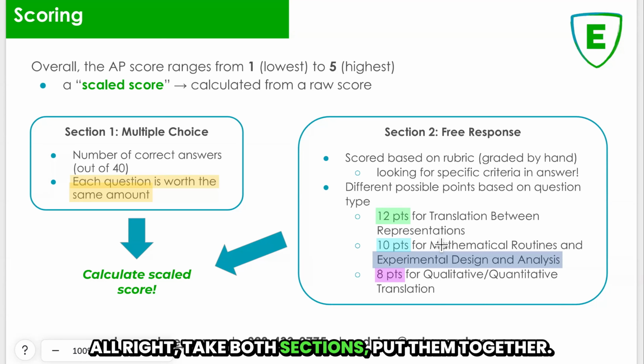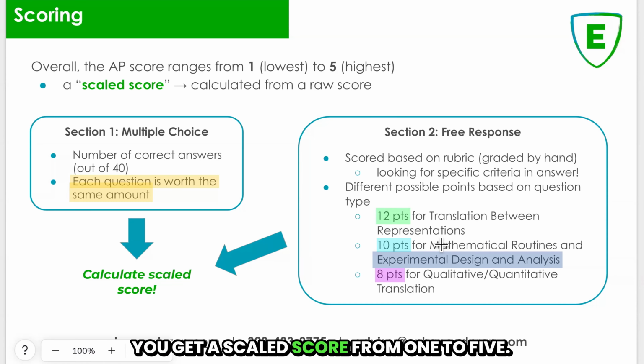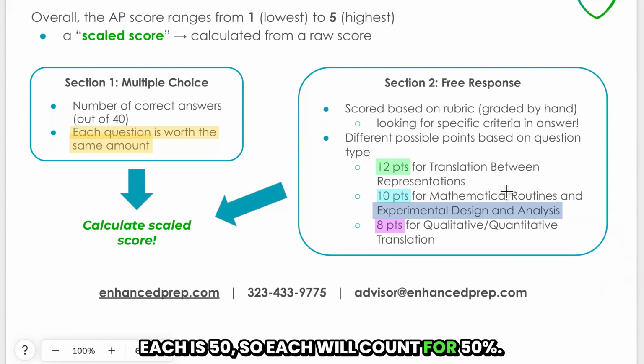All right, take both sections, put them together. You get a scaled score from 1 to 5. Because each is 50%, so each will count for 50%.